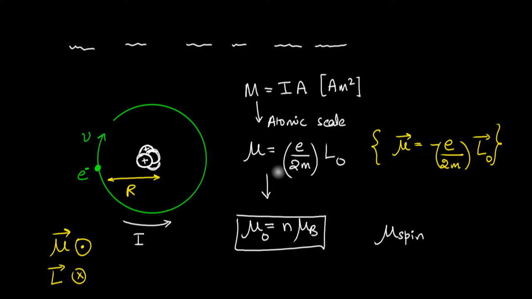In fact, even this formula over here requires quantum mechanics, but it just so happens that the classical mechanics I used last time to derive it gives exactly the same result as the quantum mechanics. It's just one of those things. So this is in your syllabus, but mu due to spin? No, don't worry about that.